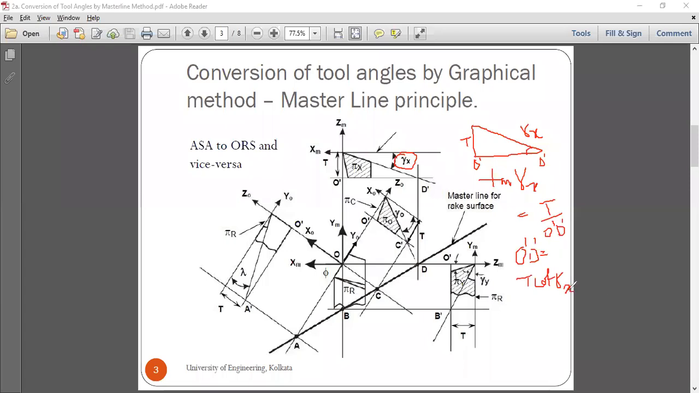Yes or no? Please respond. In case you have not understood, I'll explain again. Okay. So this is the internal alternate angle: this angle is equal to this angle, alternate angles. Since this was gamma x, this is also gamma x. So I took tan gamma x equals T by O dash D dash. So that means O dash D dash will become T cot gamma x, right? Okay.